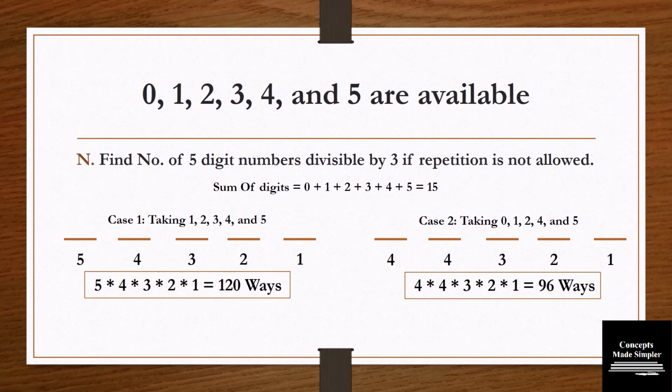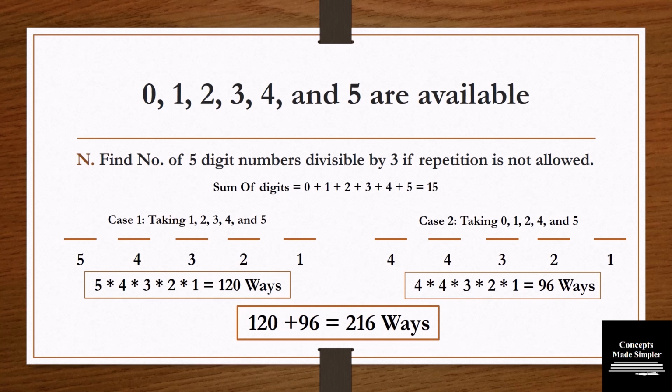to 96 ways. Now since both the cases are linked with the OR condition, either we'll do this or we'll do that, we are just going to add both the cases. So it is 120 plus 96, which is equal to 216 ways.